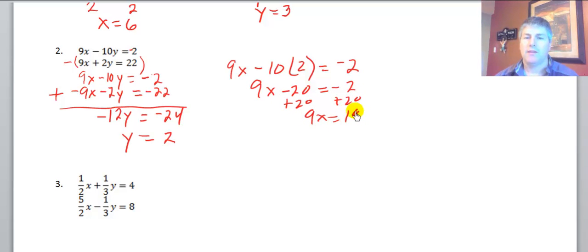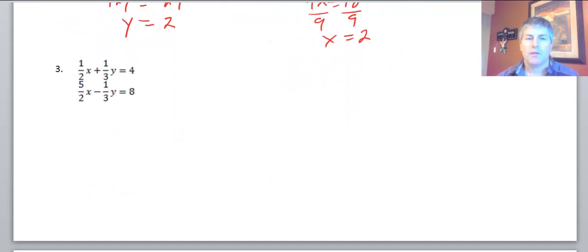9x equals 18, and divide by 9, and we see that x equals 2, so our ordered pair is 2, 2. That's the solution to our system. Sample problem number 3, looking a little bit more difficult.